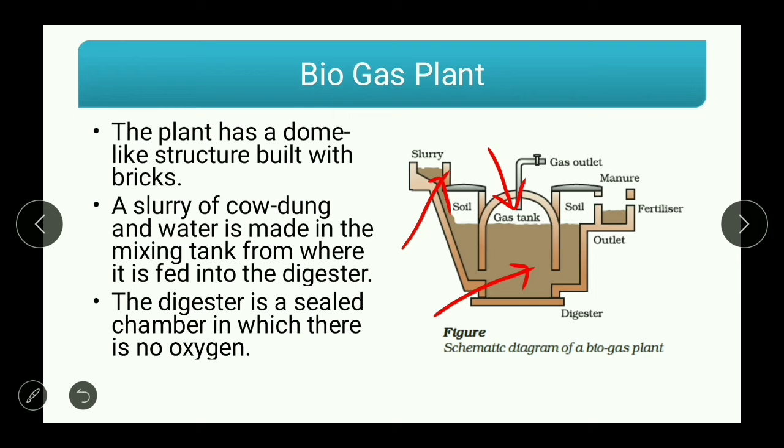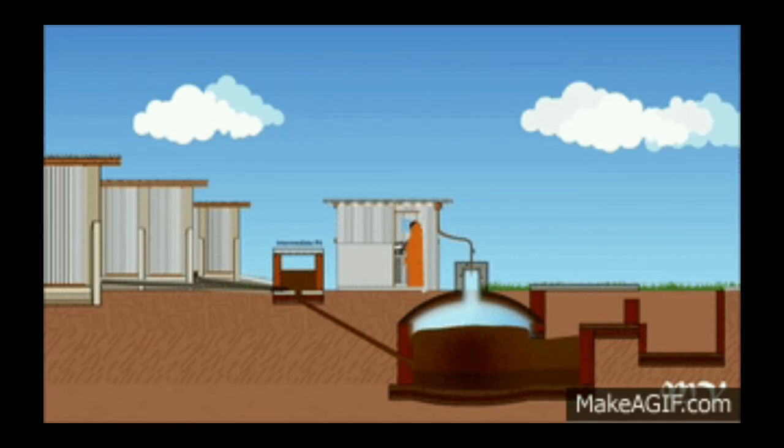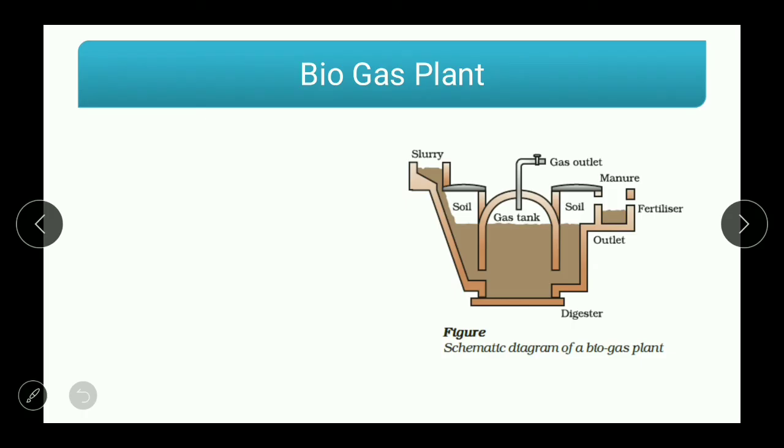The digester is a sealed chamber in which there is no oxygen. So in digester there is no oxygen. Students, this is a biogas plant. Can you see the structure and how gas is evolving? This gas is then used for domestic purpose. Now we will see what happens inside the tank.